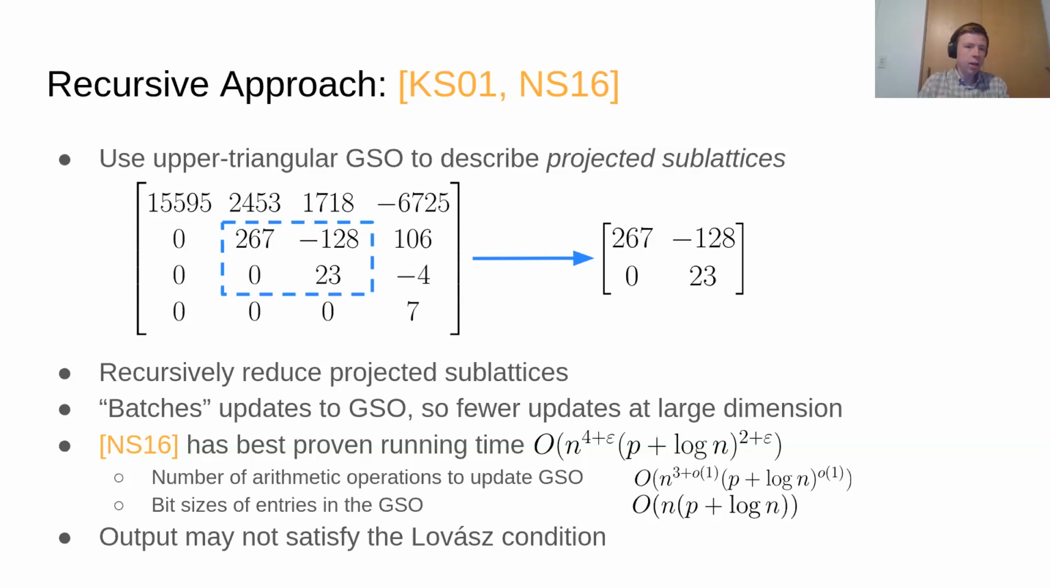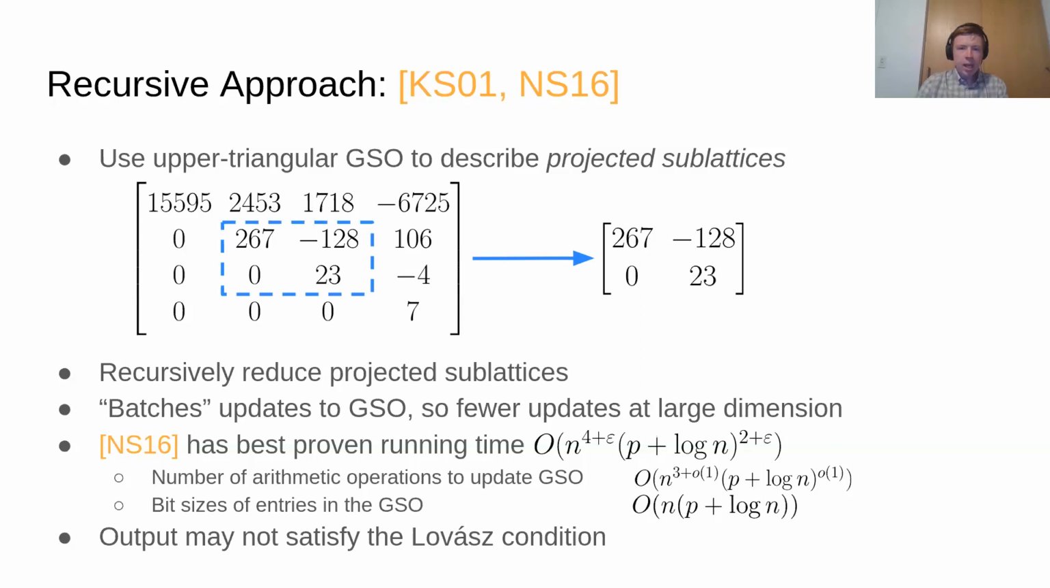So from the computational perspective, we have this upper triangular representation. And if we take a block matrix along the diagonal, this block matrix represents the basis of a projected sublattice. We can apply lattice reduction to this smaller dimension sublattice, and we can use the results of this reduction to update the larger Gram-Schmidt orthogonalization. Because we're doing these operations in smaller dimension, this reduces the asymptotic dependence on the dimension n.